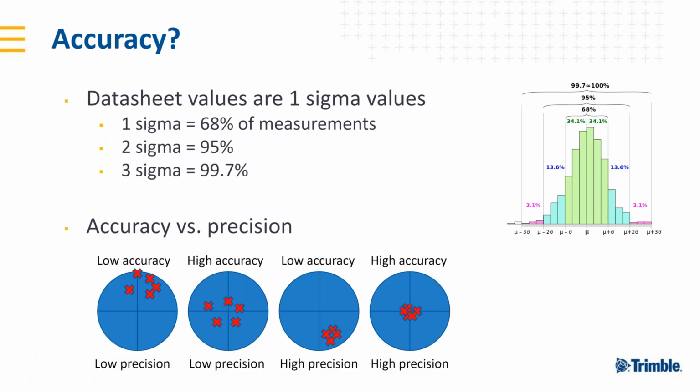So accuracy is a tough topic many times. If you look at the data sheet of Trimble mobile mapping systems, there are accuracy values. These are called 1 sigma values. One sigma means that 68% of the measurements are within this value. On the right, you can see this standard deviation figure. 68% of the measurements should be within this value. 2 sigma would be 95%, and 3 sigma would be close to 100% of the measurements.